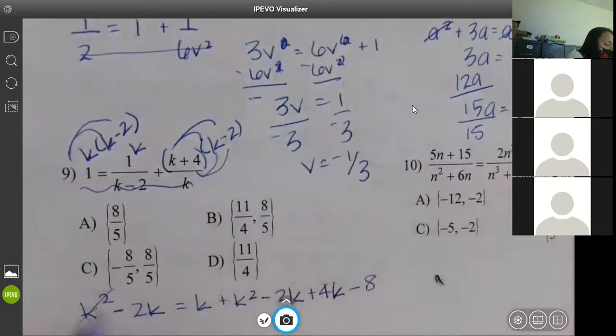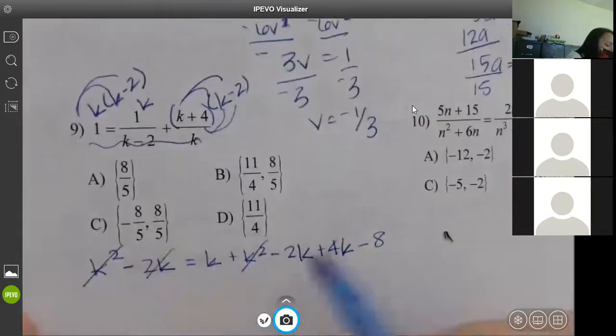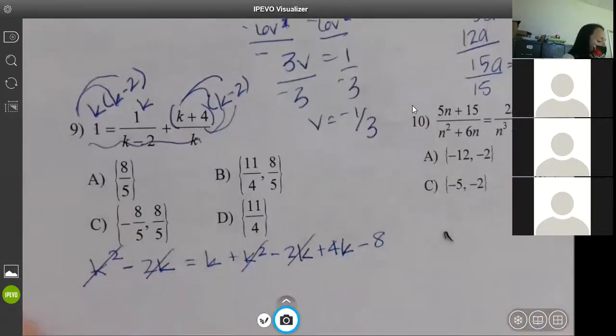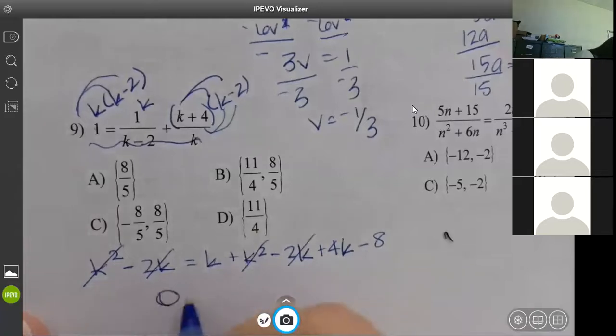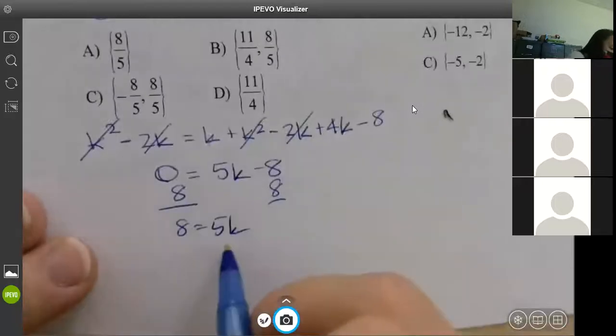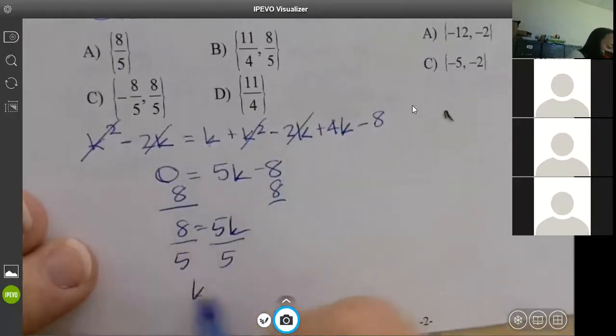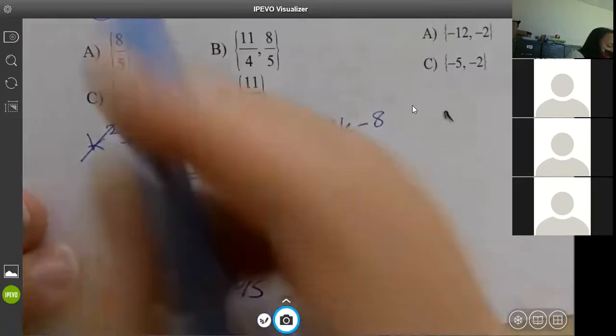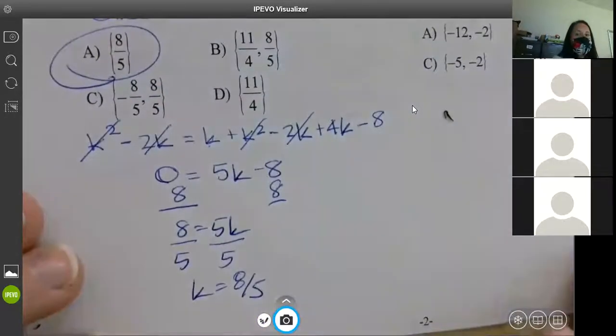Clean it up. Again, if there's k's on each side, you can mark those out. You have a negative 2k right here and a negative 2k right there. That'll mark out. So we get 0 equals, what's k plus 4k? Minus 8. How do I solve it? Add 8 to both sides. And then your last step. Then we get k equals 8 over 5, which is a.